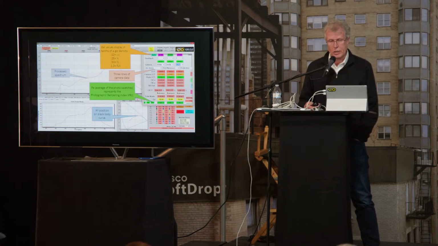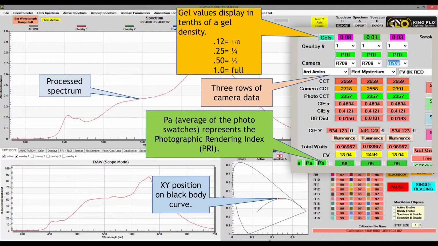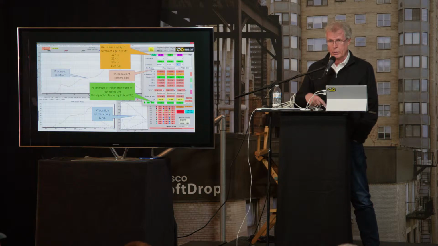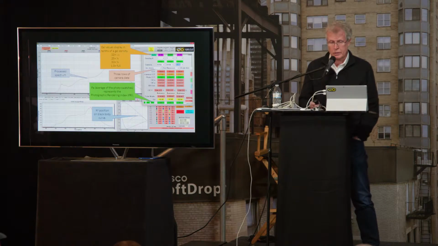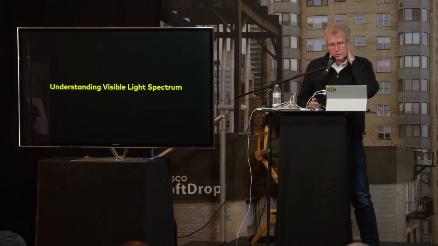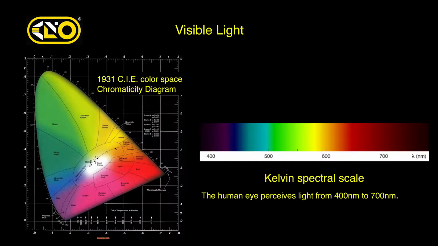So up in the top we have a gel field where it tells us in very fine detail whether we are below the Planckian curve, above the Planckian curve. Do we need to add magenta or a little bit of green? In this example, there's no correction necessary. It falls well within the dynamics of the camera. So we really need to understand what, in fact, when we talk about white light, what are we talking about?